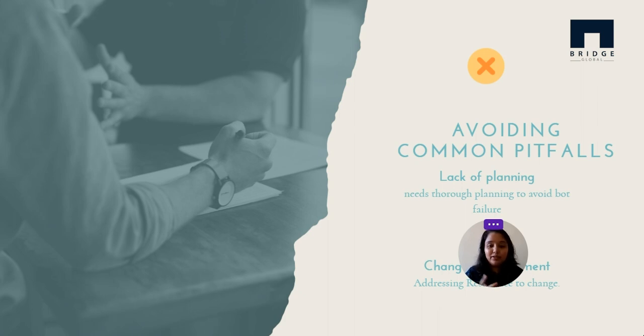Or if there is an improvement in the current system that the RPA tools has captured, then we need to work on the changes. So there should not be a resistance to change, and then if there is any misalignment with the business goals, it won't give us a desired result. So by addressing all these challenges proactively, organizations can maximize the benefits of RPA and ensure a smooth transition to automation.